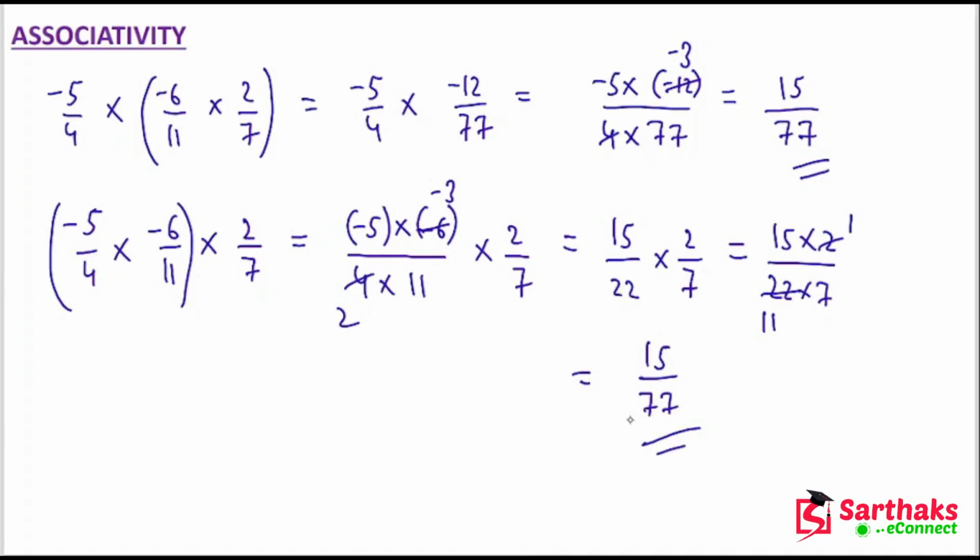So this is the final answer, and you can see that using associativity of rational numbers you can get the same result even when multiplying different numbers together first, right? In the first we have multiplied -6 by 11 and 2 by 7 together, and in the second part we have multiplied -5 by 4 and -6 by 11 together. Okay, this was all about associativity.